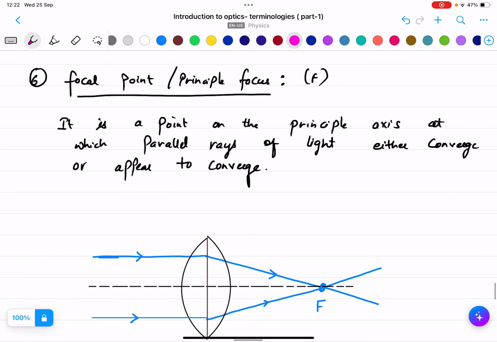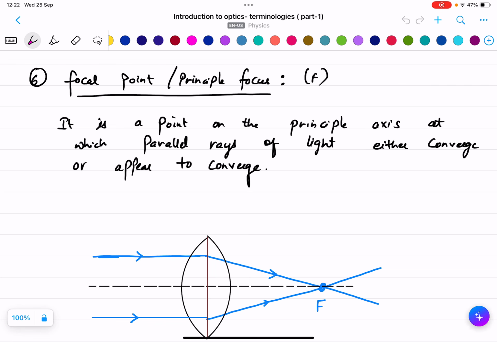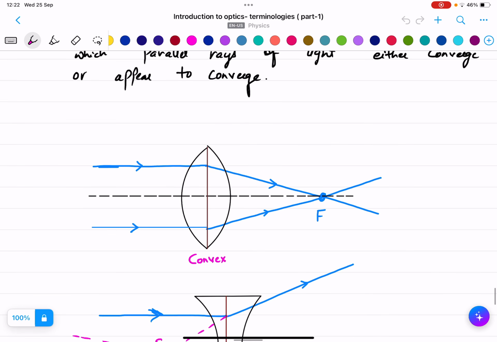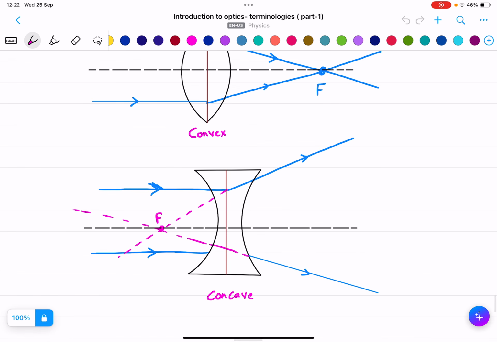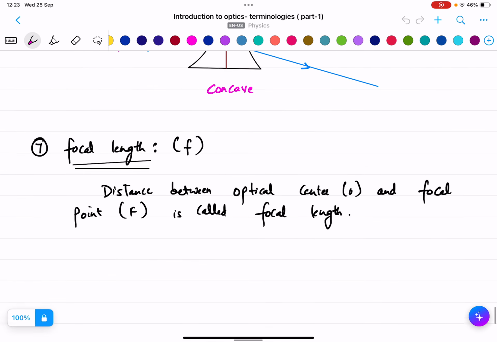So I have mentioned either converge or appear to converge. When it is converge, that means we are talking about the convex lens. But when it is appear to converge, that means they are not basically meeting at the focal point. They are appearing to meet when we extend it. So it is F, basically a virtual point, not the real point. So, convex and concave lens.